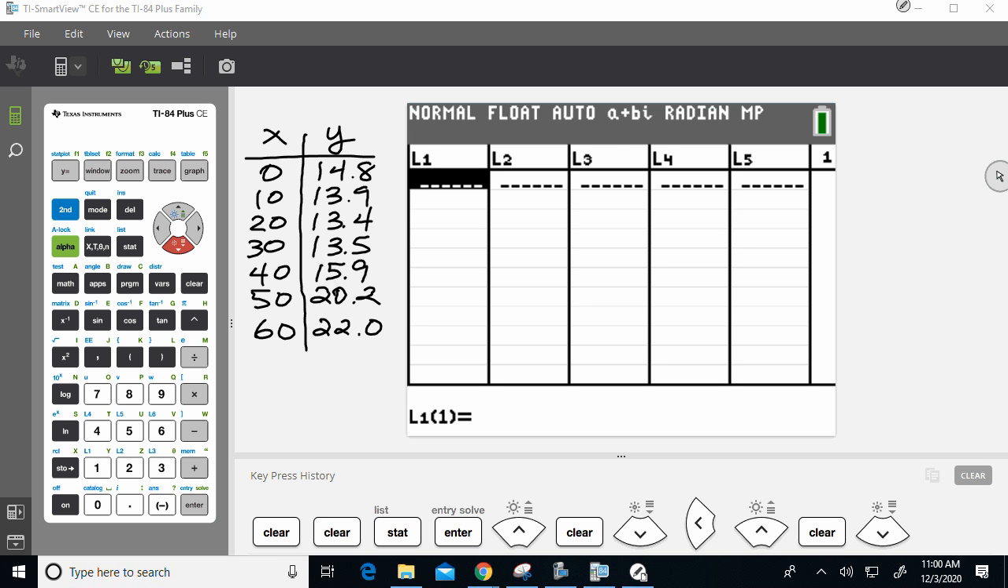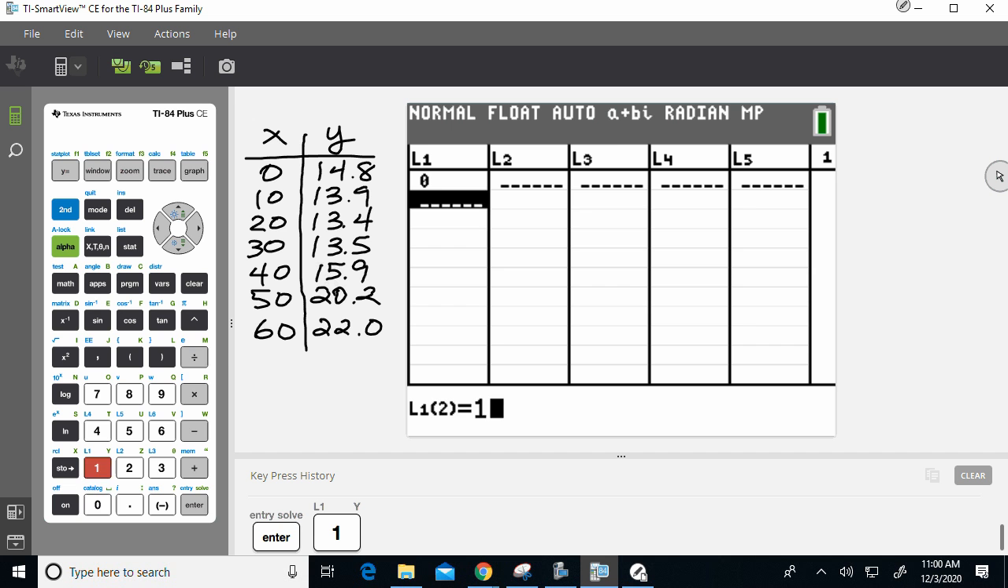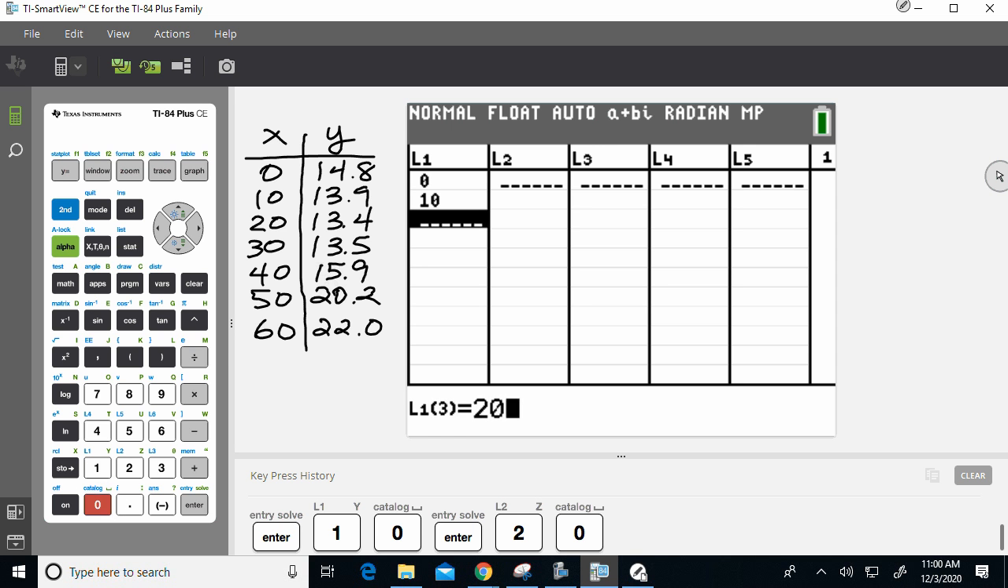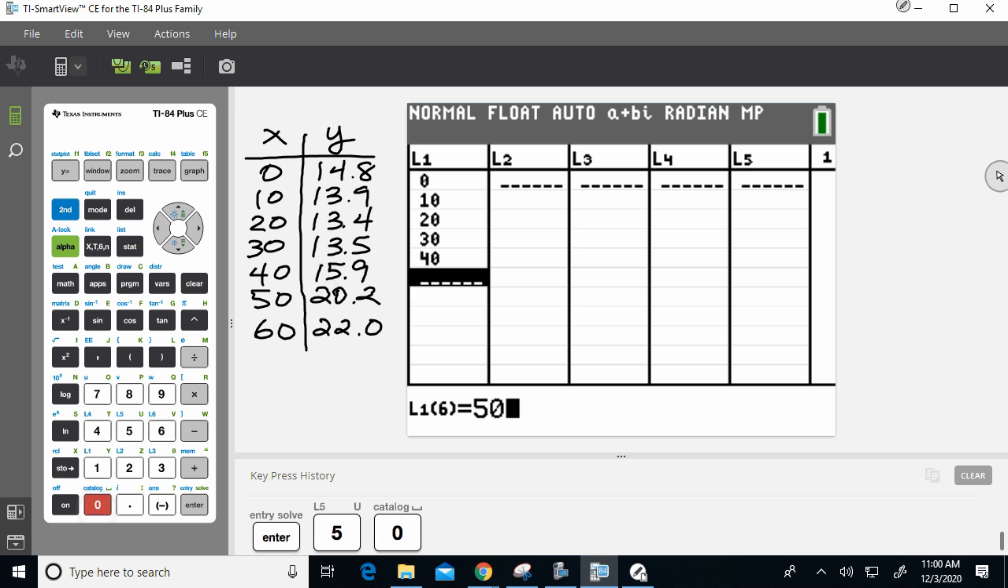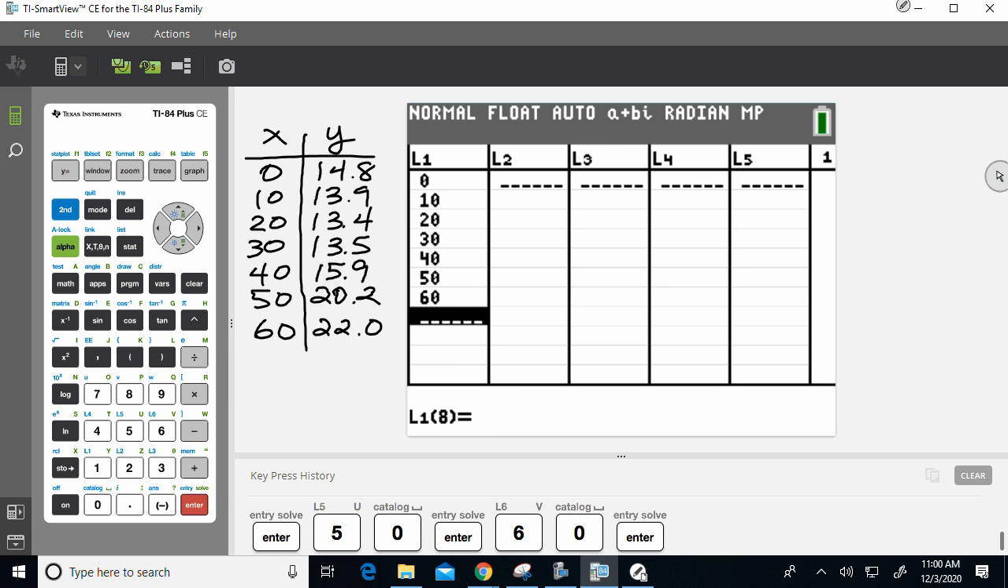Those are a table from our notes page. We've got to type in all numbers. X values go in the L1 column. Give it the once over, make sure you put everything in correctly. The Y values go in the L2 column.